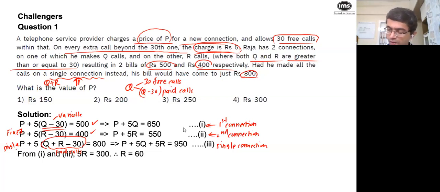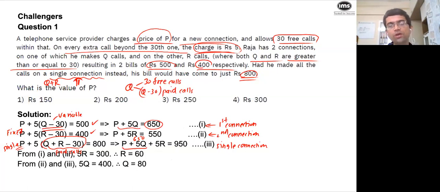But because it's a single connection, only P rupees rental will be charged. And the bill happened to be 800. So fixed cost P, variable cost 5 into Q plus R minus 30 gives me 800. Solve it, you will get P plus 5Q plus 5R is 950. Now you will see P plus 5Q is already known to us as 650. So if I take P plus 5Q as 650, I will get R as 60. Rahul, hope you are clear. Similarly, once I know R, I can find the value of P and substitute in equation 1. So I will get the value of Q as 80.